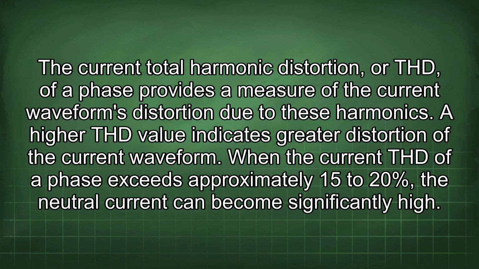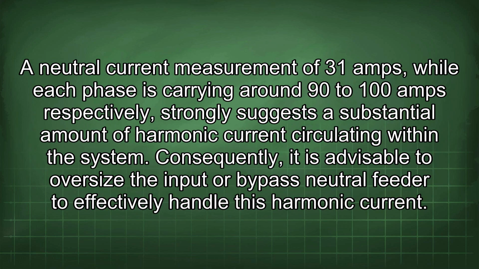A higher THD value indicates greater distortion of the current waveform. When the current THD of a phase exceeds approximately 15 to 20%, the neutral current can become significantly high. A neutral current measurement of 31 amps, while each phase is carrying around 90 to 100 amps respectively, strongly suggests a substantial amount of harmonic current circulating within the system. Consequently, it is advisable to oversize the input or bypass neutral feeder to effectively handle this harmonic current.